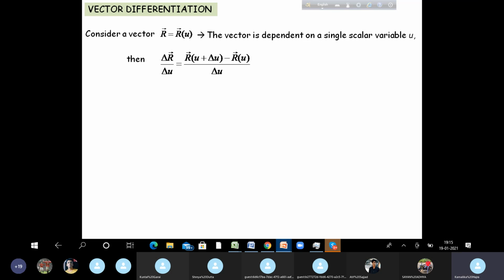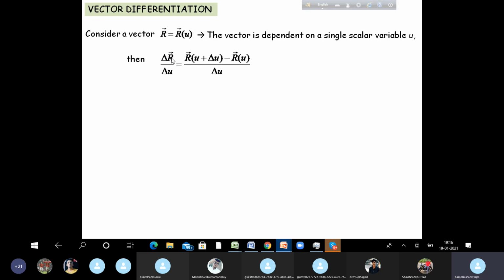Then this is the definition of the ratio delta r by delta u. So what have I done? The parameter u has been changed by an infinitesimal amount delta u. Okay, so u becomes u plus delta u. Since r is dependent on the variable u, the moment the parameter u changes from u to u plus delta u, we get r of u changing to r of u plus delta u.